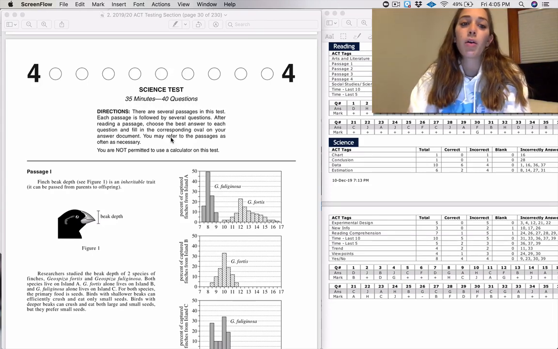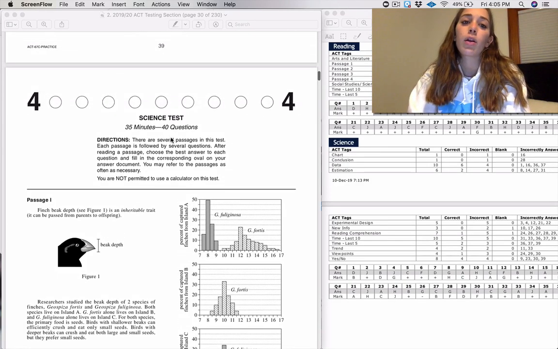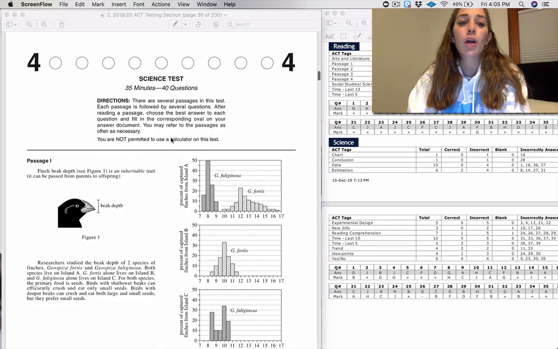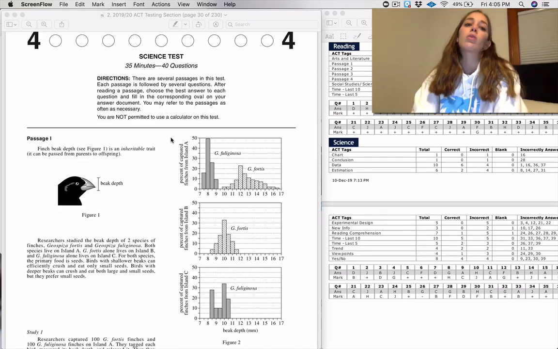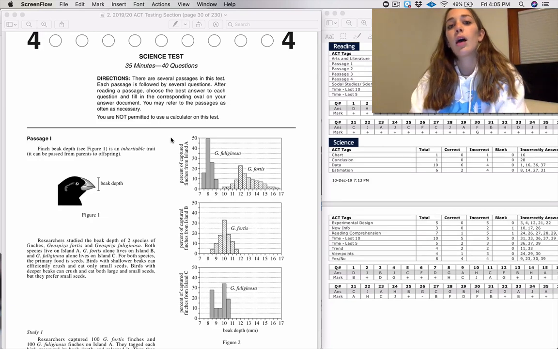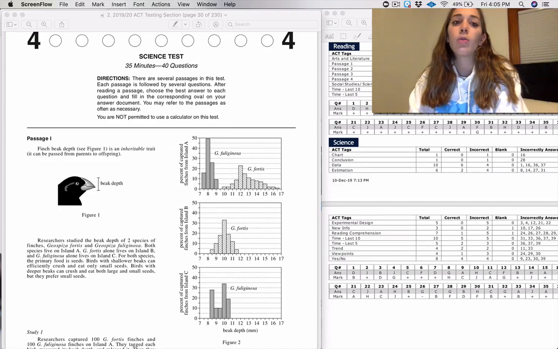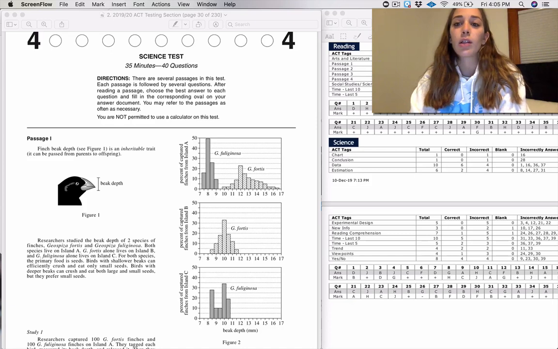Okay, so we're going to be talking about the science section today, and we're going to go over some strategies from the first test in the ACT curriculum book. So the first thing you need to mention with science tests when you're talking to a student is that the science test is one of the most frustrating sections of all, right? You're taking a whole test, it's at the very end, you're exhausted, and you look at the test and you have no clue what's going on.